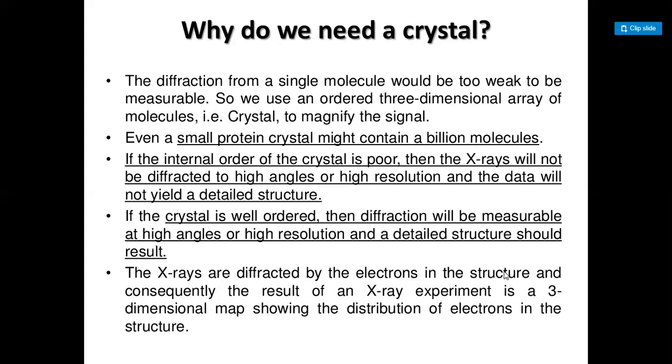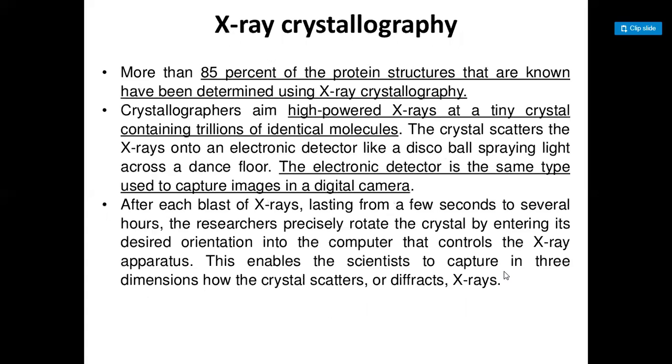The X-rays are diffracted by the electrons in the structure, and consequently the result of an X-ray experiment is a three-dimensional map showing the distribution of electrons in the crystal. Similarly, this is X-ray crystallography.